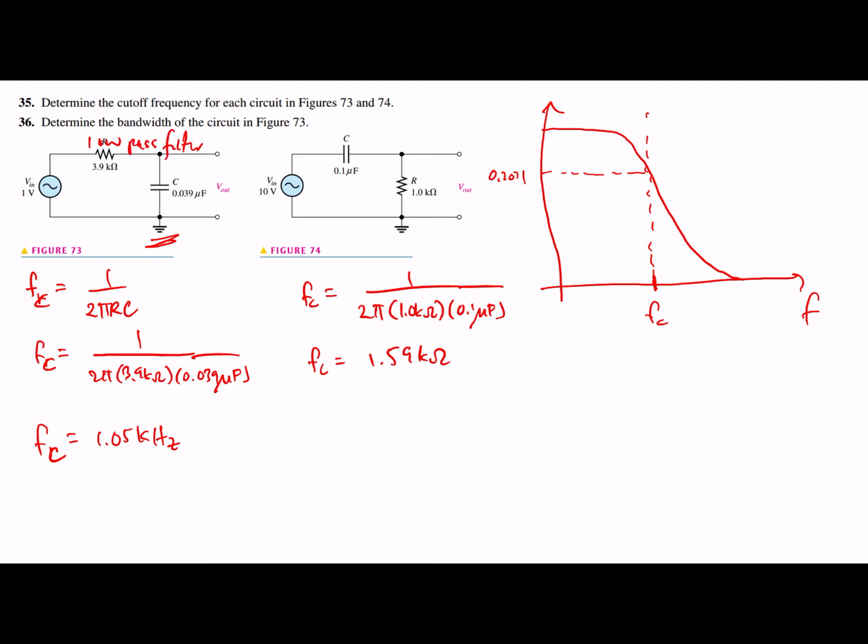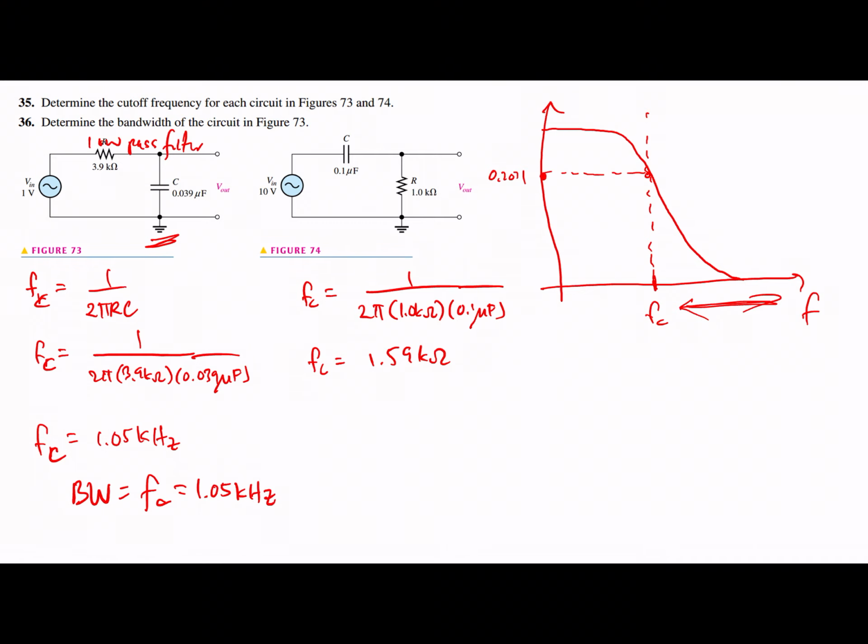And we know that for a low pass filter, any signal between 0 and the cutoff frequency is allowed to pass, but all signals above the cutoff frequency are not allowed. So in this case, the bandwidth is equal simply to the cutoff frequency, which is just 1.05 kilohertz.